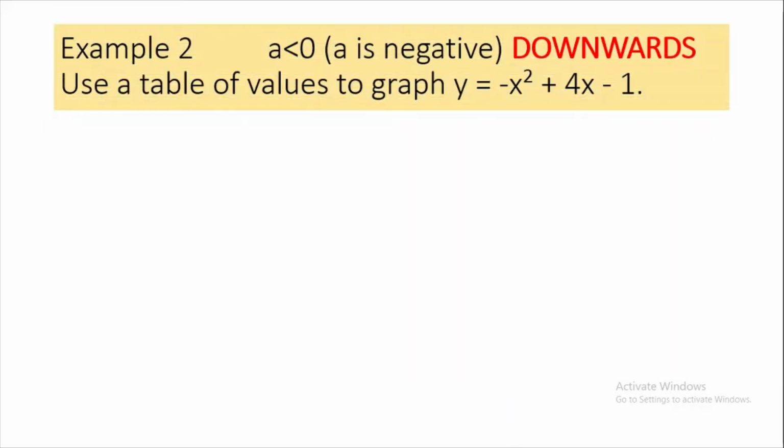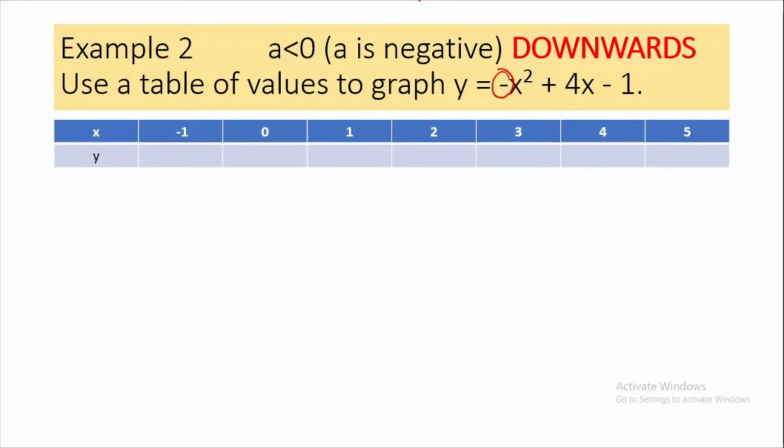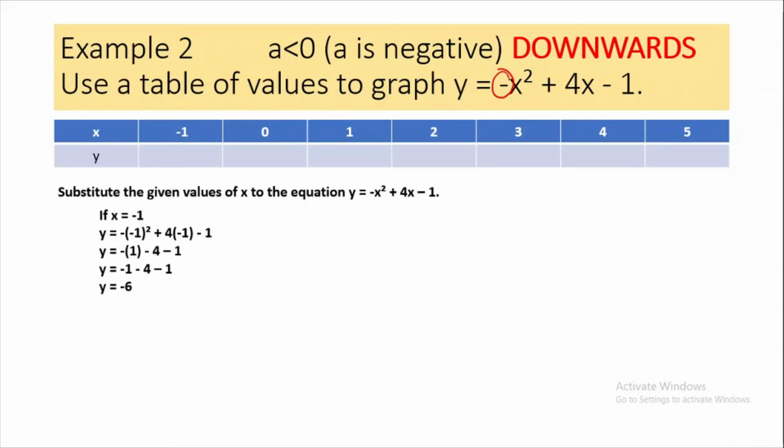So, let's have another example. If a is less than 0 or if a is negative, therefore, our parabola should open downwards. So, again, our a here is negative 1. So, we have the table of values. So, substitute the given values of x to the equation, negative x squared plus 4x minus 1. So, again, substitute natin si negative 1 to the equation.